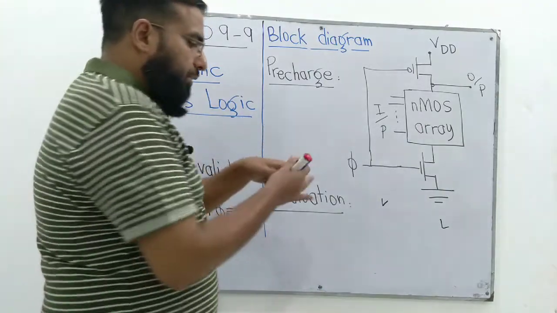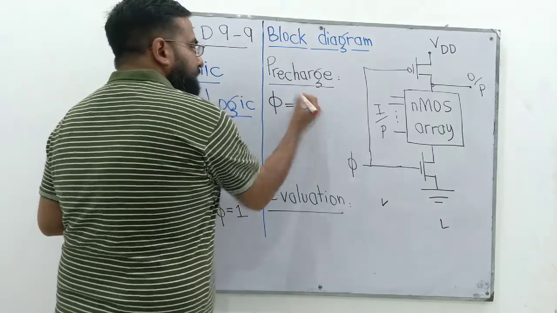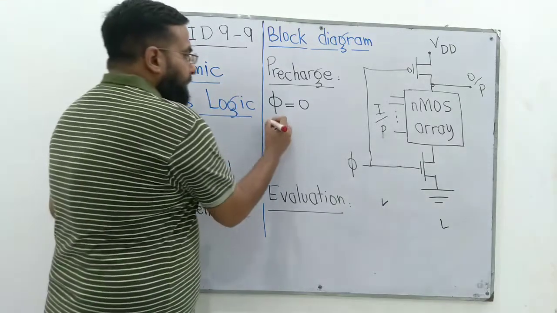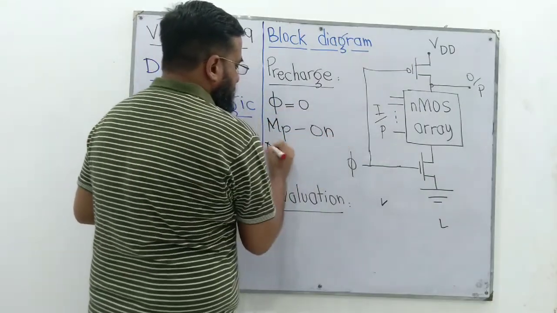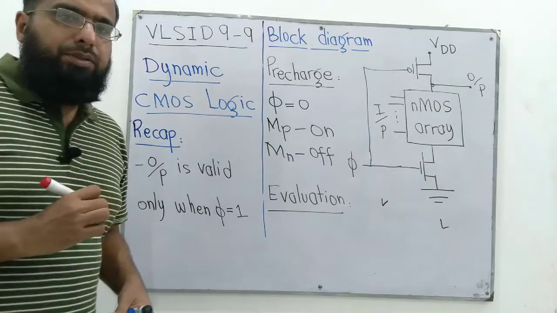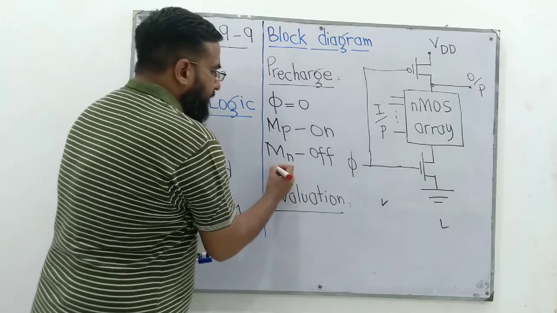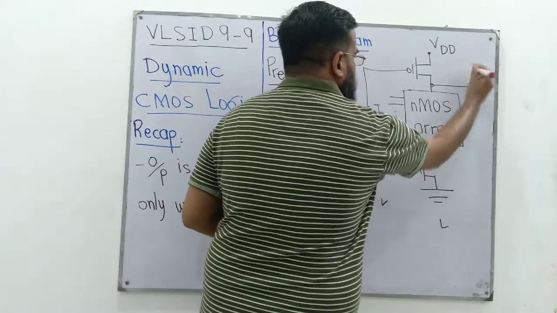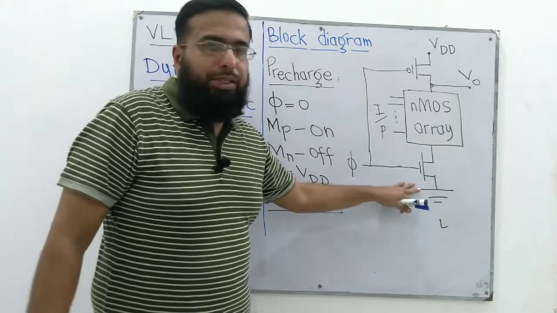So for the pre-charge mode, phi is 0. When phi is 0, we call it the pre-charge mode. In pre-charge mode, when phi is 0, this PMOS is on. MP has to be on. And what about MN? It is off, because to turn this MN on, we need VDD here. And what about Vout? This output is actually Vout. Vout is VDD, because this NMOS array is not on, because this transistor is not on.